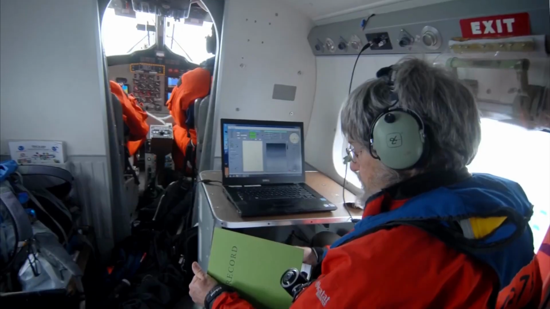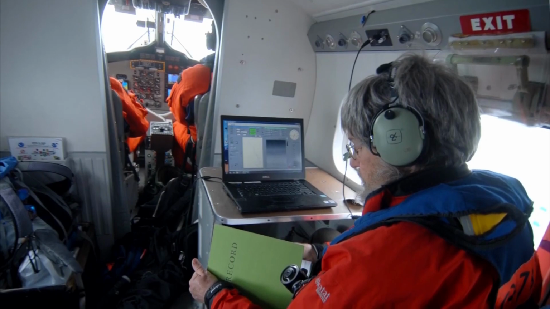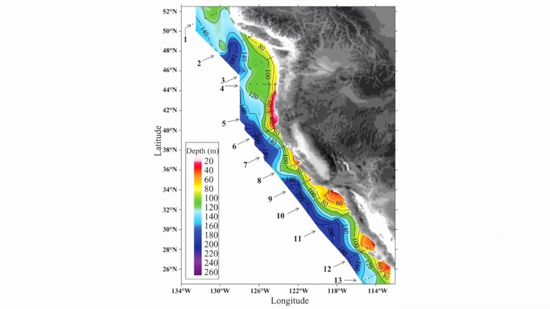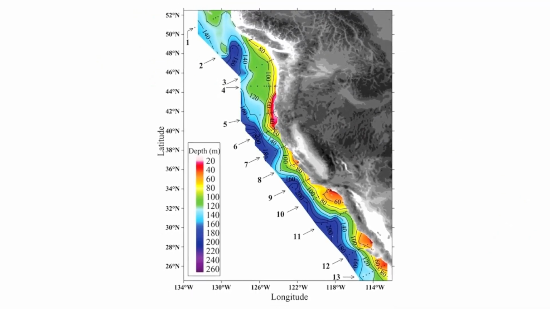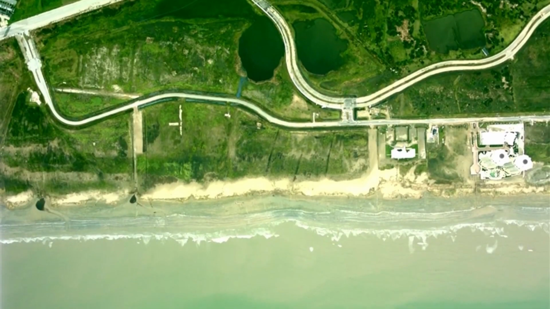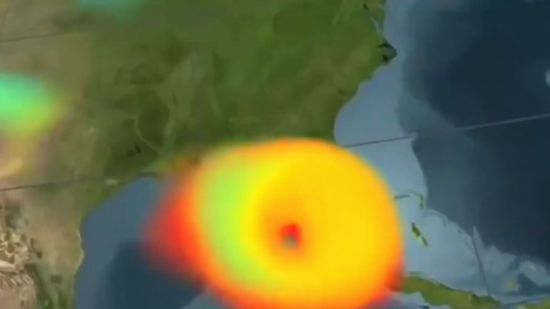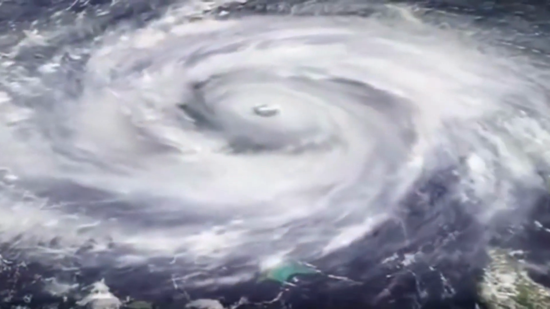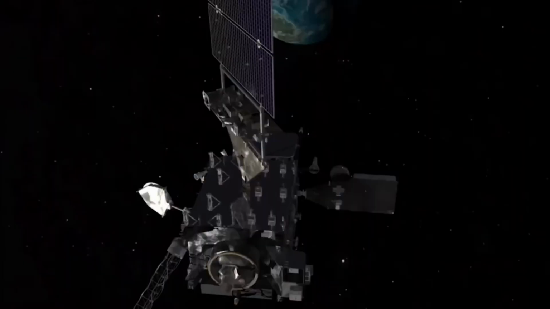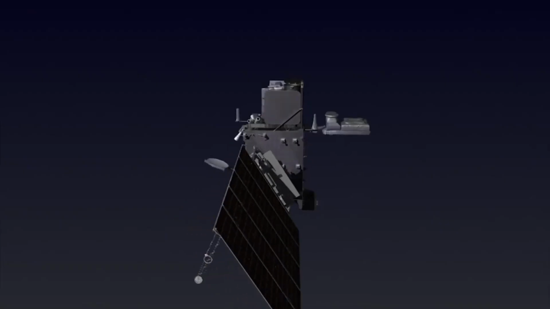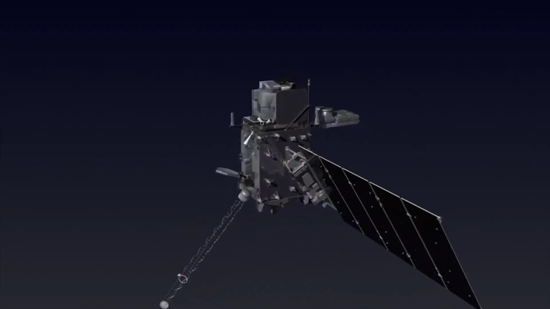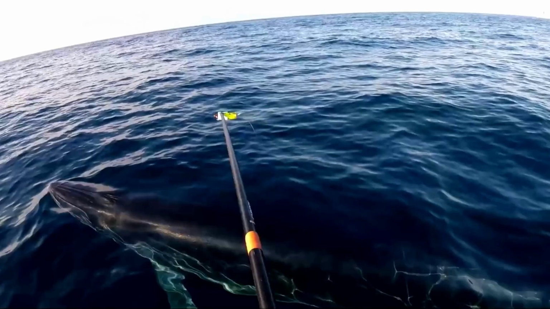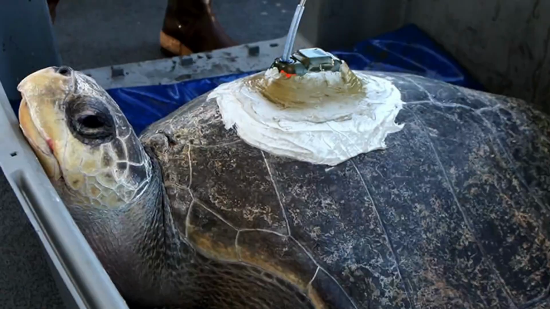NOAA pilots fly aircraft with LiDAR systems on board to map our coastlines and chart depths of the nearshore waters. These missions track changes of the coastline over time, as well as provide vital data to reopen ports after hurricanes or tropical storms strike. Satellites can also be used to collect and relay information from sensors in remote locations, like a telemetry tag on a whale or sea turtle.